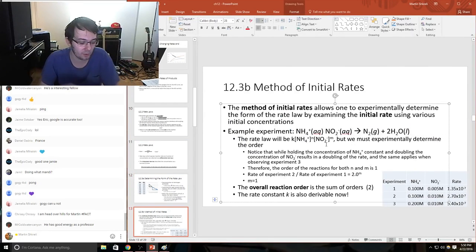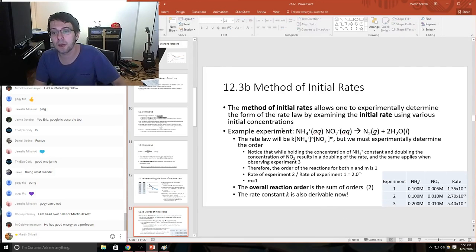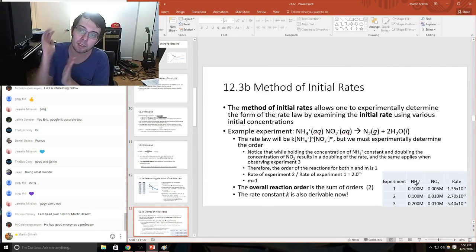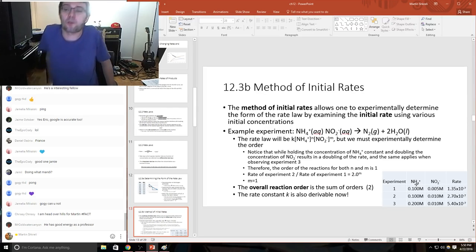So how do we do this in real life? Well, there's a method we like to call the method of initial rates, and I'll show you this experiment here. What you do is you do several experiments, and you want to measure the rate of reaction immediately, right when you start the experiment, over the first few seconds.